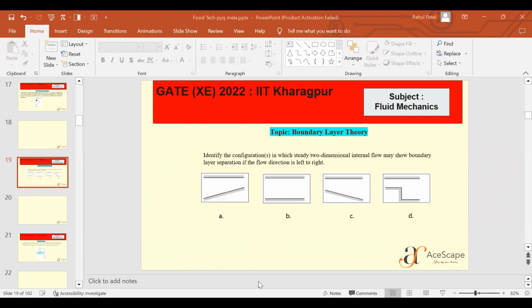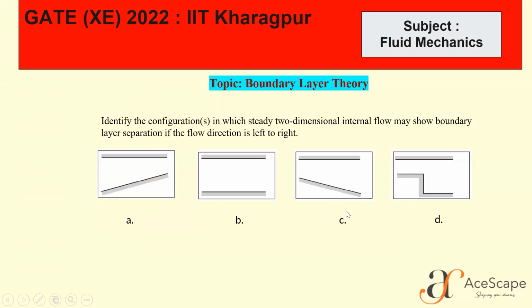Okay. So Dinesh has given the answer C and D, and Shubham has given only C. The correct answer for this is actually C and D both. Why, I'll tell you. The question is asking to identify the configuration in which steady two-dimensional internal flow may show boundary layer separation if the flow direction is left to right. So the flow is flowing from left to right.